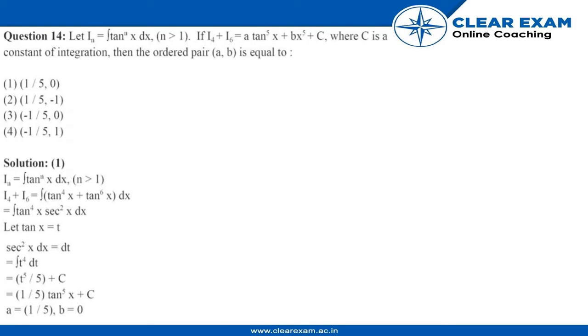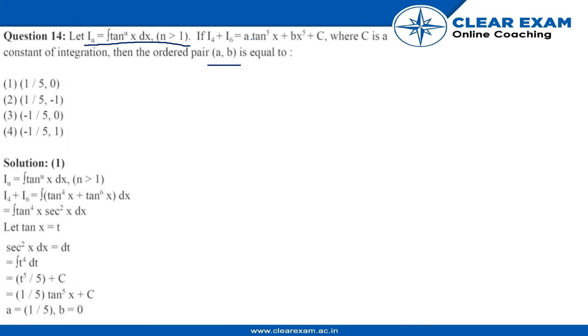Hey guys, now we will proceed with question number 40. Here we are given that In is the integration of tan raised to power n x dx, where n is greater than 1, and we are also given a particular condition which says I4 plus I6 is equal to a into tan raised to power 5x plus b x raised to power 5 plus c, where c is the constant of integration. Then the ordered pair (a, b) is.